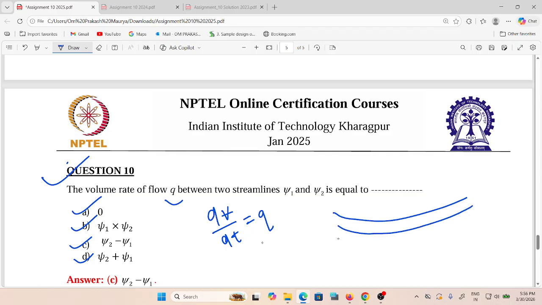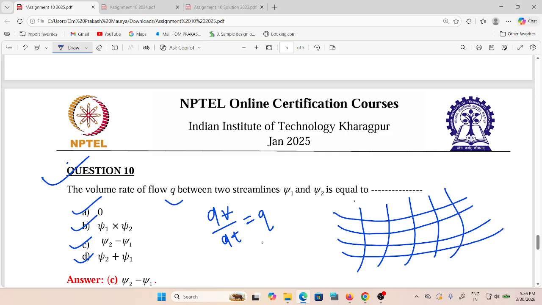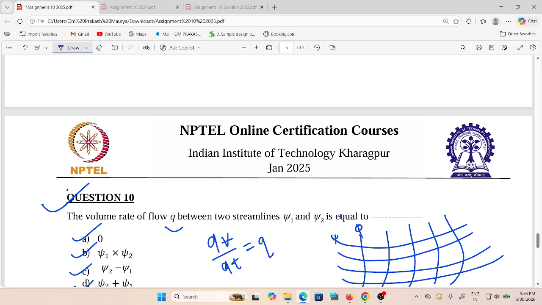You have a streamline like that, your potential line like that. Hope you remember such type of net. So this is your phi, this is your psi, psi 1, psi 2, psi 3, psi 4, phi 1, phi 2, phi 3, phi 4, phi 5, like that.